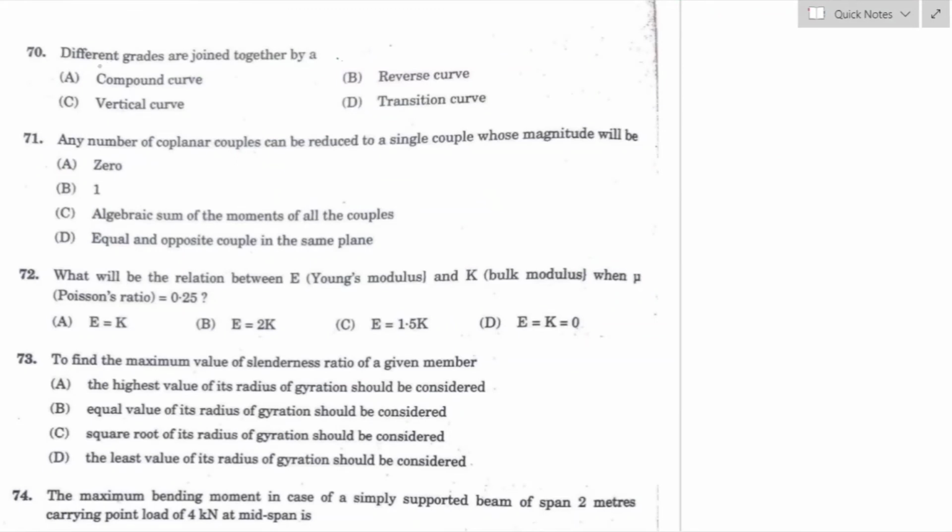Question number 70. Different grades are joined together by? In the following options you can observe compound curves, reverse curve and transition curves are all called horizontal curves. But vertical curves are used in the vertical plane to provide smooth transition in elevation at change in gradient. So vertical curves are used to join different grades. Option C is the right answer.